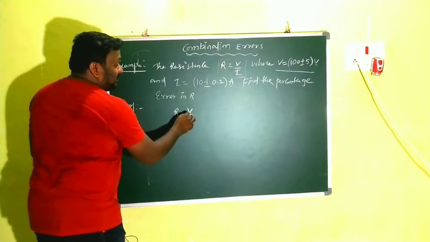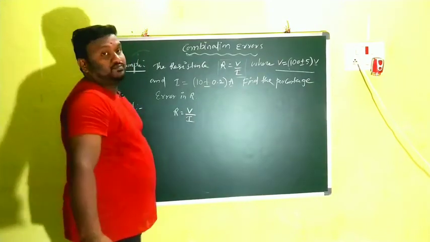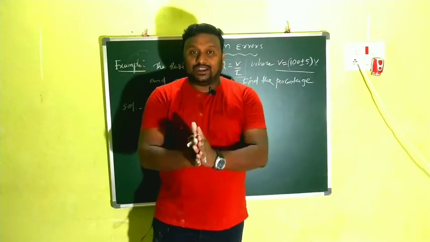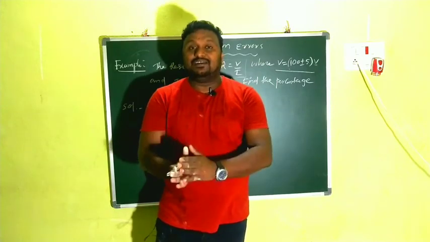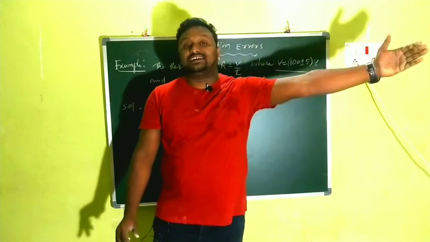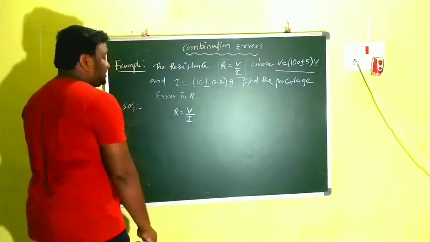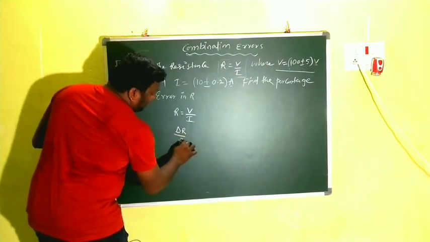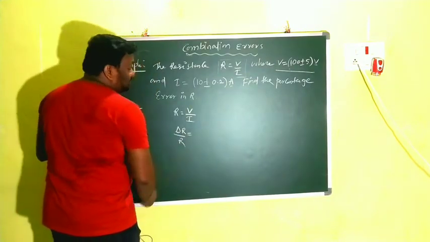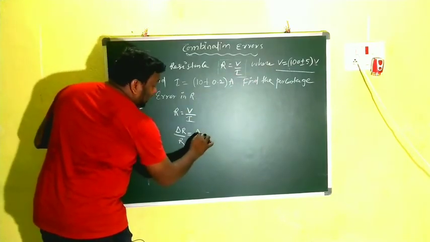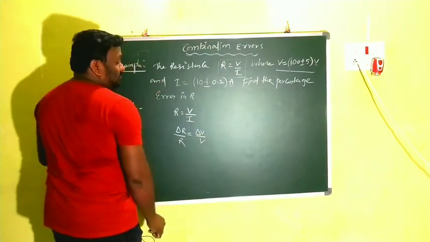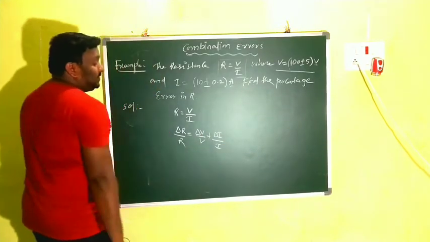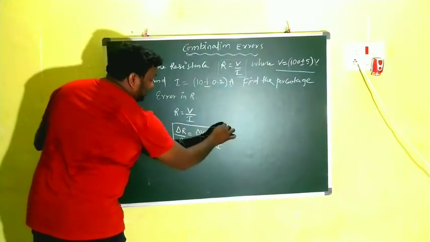Then what is the rule here? It is division. What is the rule for the division process? The relative error of the result is nothing but the sum of the relative errors of the components or quantities. So the relative error of R is delta R by R, which is equal to the sum of the relative error of V, delta V by V, and the relative error of I, delta I by I. Clear? So this is the relative error.